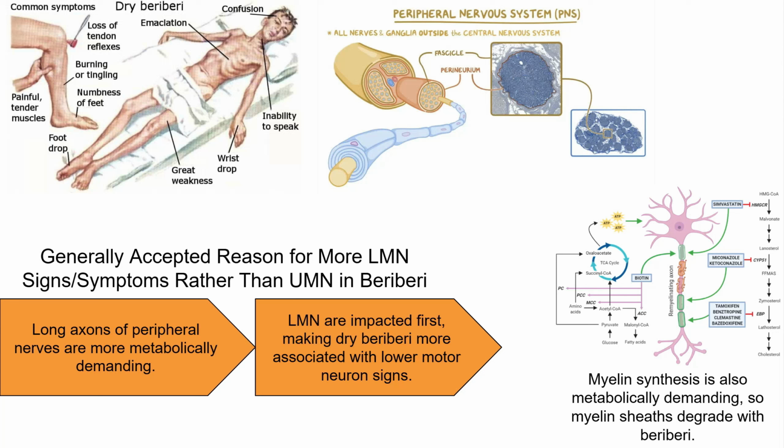It is assumed that the reason dry beriberi usually results in lower motor neuron signs is because the long axons that our peripheral nerves have make them more susceptible to metabolic disruptions, such as the decreased aerobic respiration we see in thiamine deficiency. Note, myelin synthesis can also be impacted by thiamine deficiency, which is also no good for our nervous system, and that can kind of be seen to the right, bottom right of this slide.